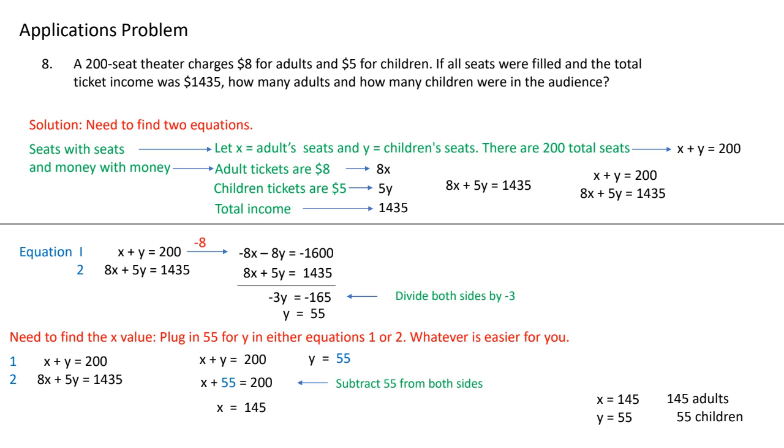I'm just going to substitute into that first equation and solve for x, the adult tickets. So I'm going to replace that y with the 55 from my first equation, subtract 55 on both sides, and I get x equals 145. So the solution for this word problem is I sold 145 of the adult tickets and 55 children's tickets. As you can see, solving linear systems can be applied to real world applications. It can be very powerful to figure out information of this nature, especially in business.